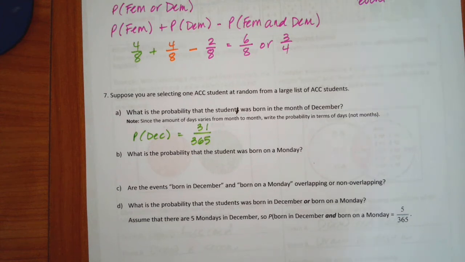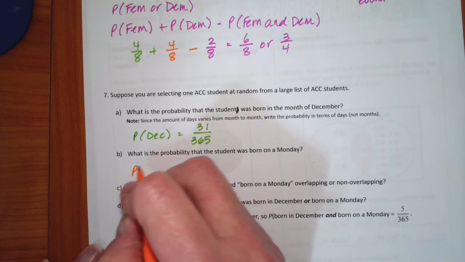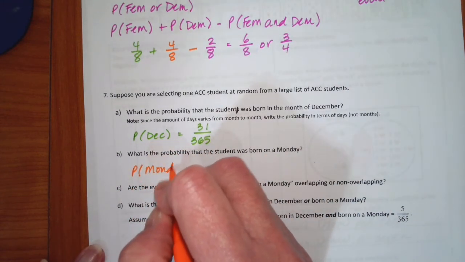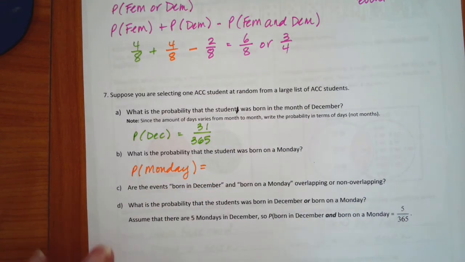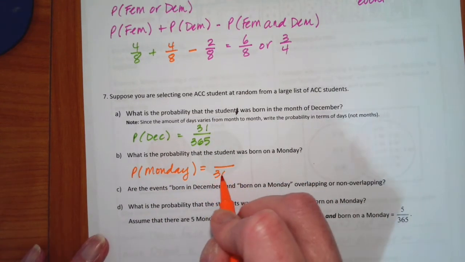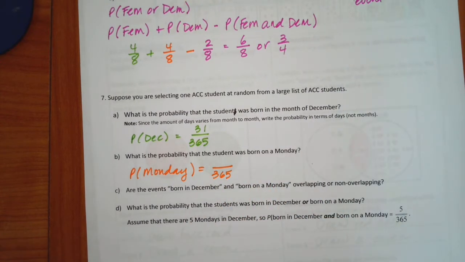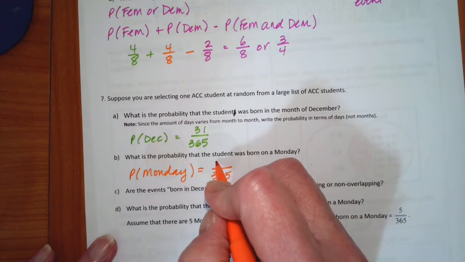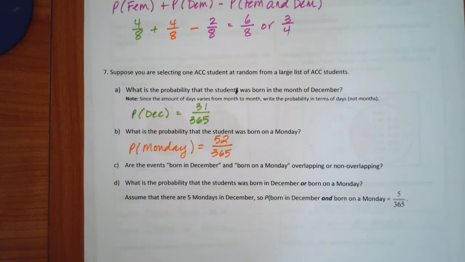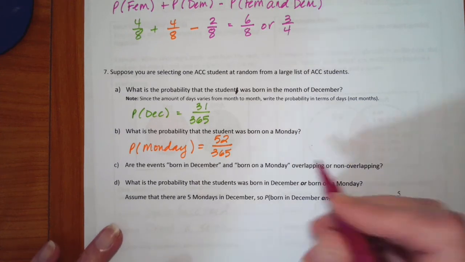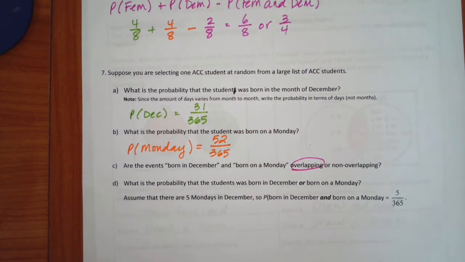Well, what is the probability that the student was born on a Monday? Well, there are 365 days in the year. There are 52 weeks, which means there are 52 Mondays. Are the events born in December and born on a Monday overlapping or non-overlapping? They are overlapping because you could be born on a Monday in December.